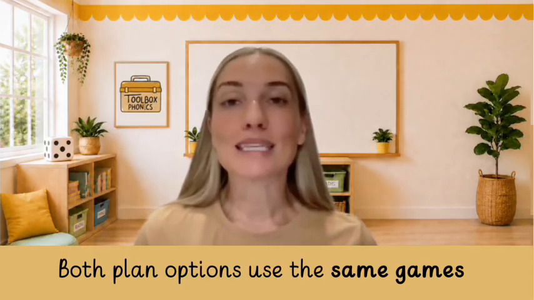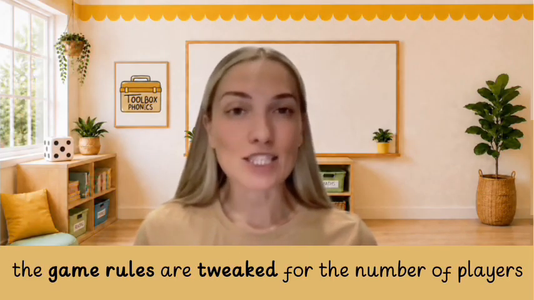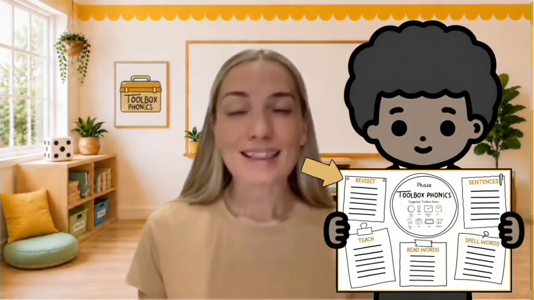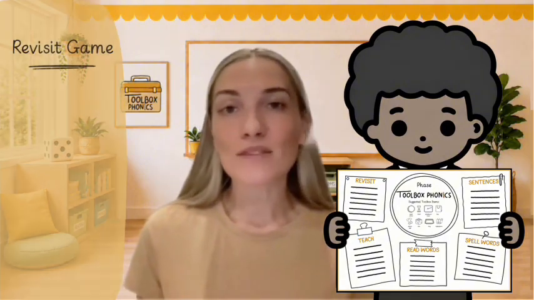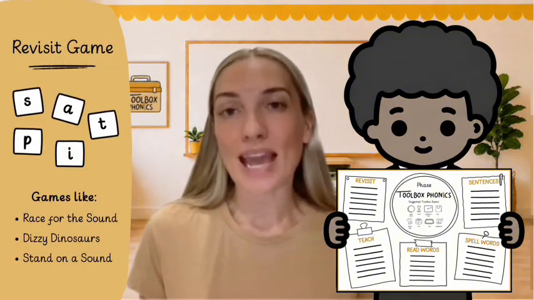Both plans use the same games. The game rules are simply tweaked slightly to account for the different number of players. Let's take a look at a planning document to see how it is structured. Throughout the entire program, our lessons are split into 5 games. The first game is a revisit game. This simply revises previously taught sounds and skills from that phase.